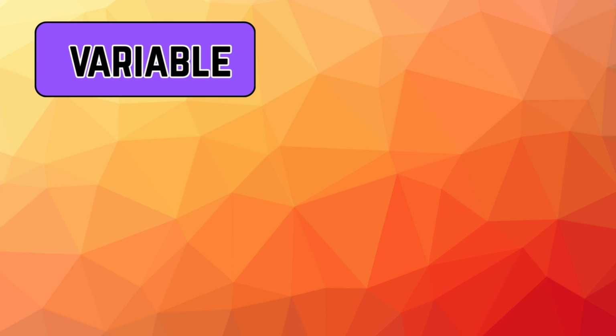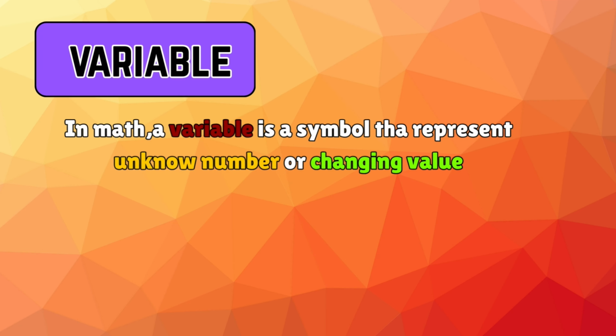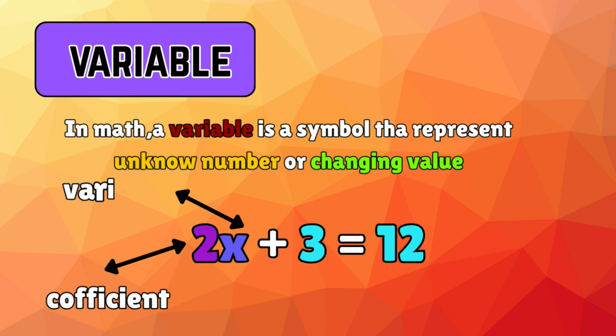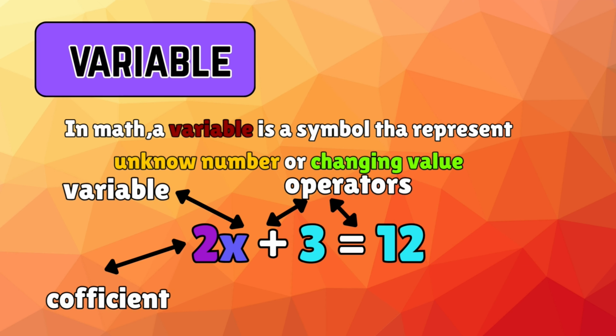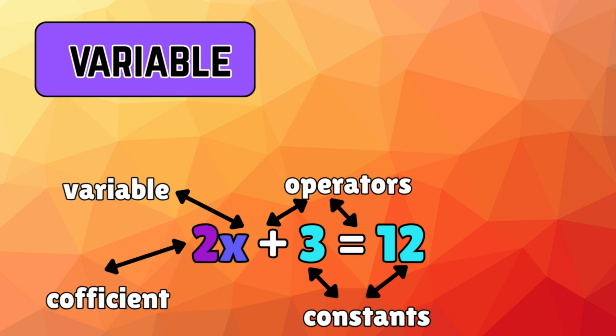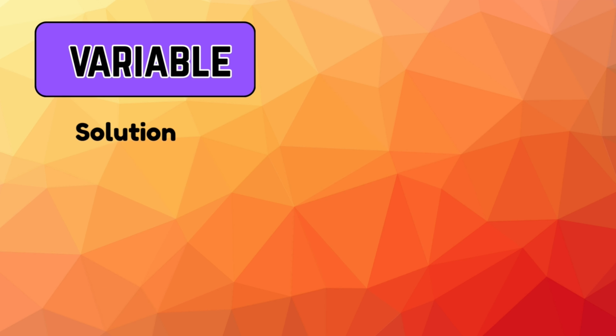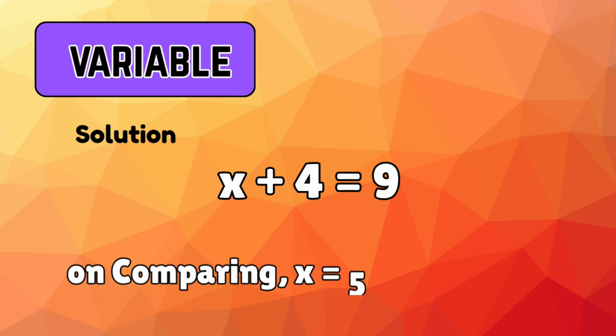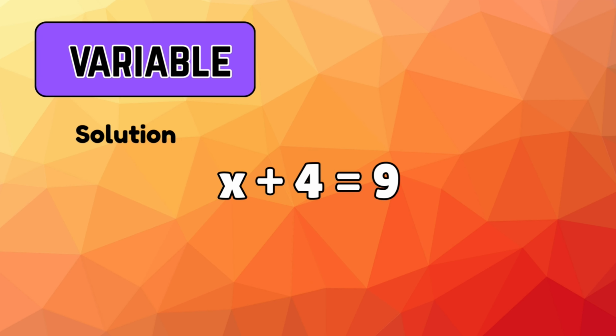It is the right time to introduce variables. A variable can have any value. Now the solution part. Here we have x plus 4 equal to 9. Just by comparing, we can see x must have 5 as value. Or we can just add negative 4 to both sides.